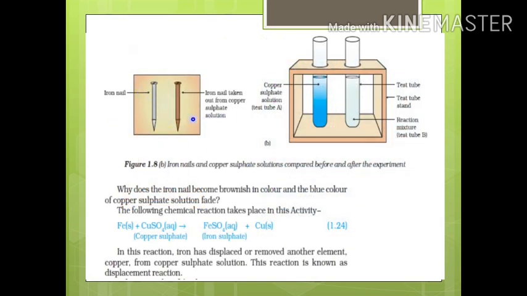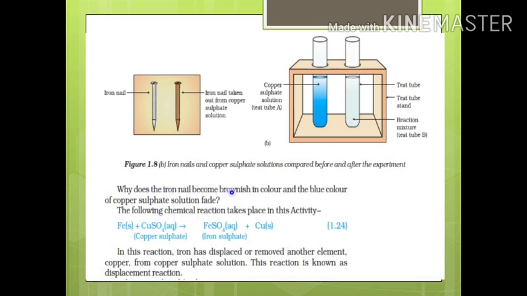So, this is the experiment we have done. One is with the copper sulfate solution alone, this is test tube A. In test tube B, we have copper sulfate solution plus the iron nail. After some time, when you look at the 2 test tubes, you can see that the copper sulfate solution in the first test tube remains the same, but in the other one, its color has changed. The bluish color of the copper sulfate has faded.